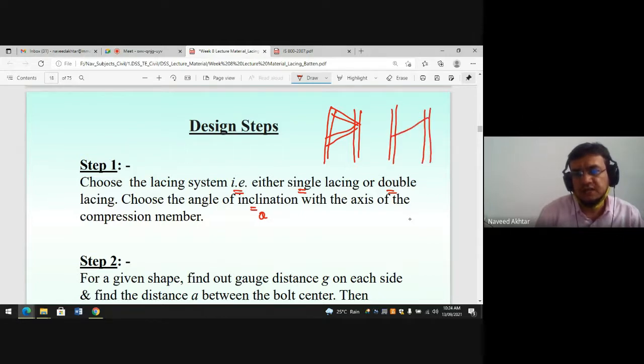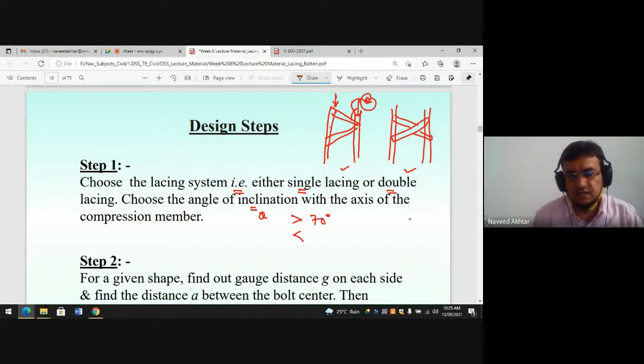कोई भी सिस्टम के लिए आप जाइए, आपको डिसाइड करना है कि सिंगल लैसिंग सिस्टम है कि डबल लैसिंग सिस्टम है। एंगल ऑफ इंक्लिनेशन मीन्स यह एंगल is nothing but theta. Choose the angle of inclination theta, and this theta value should not be greater than 70 degree and should not be less than 40 degree, is given.